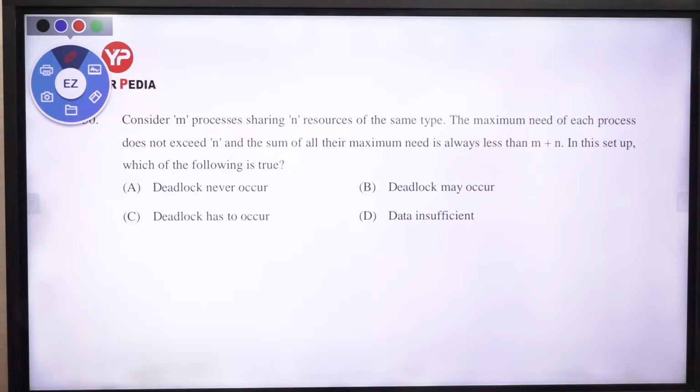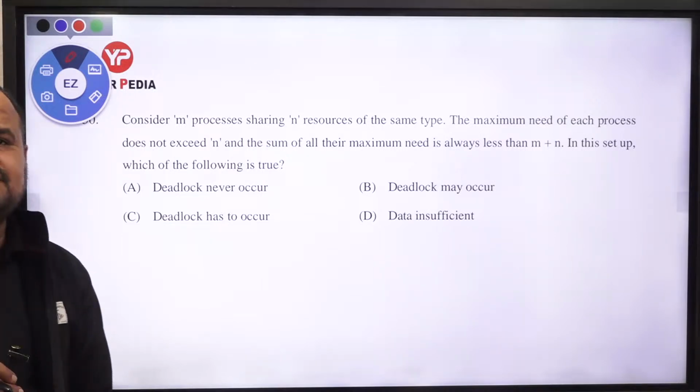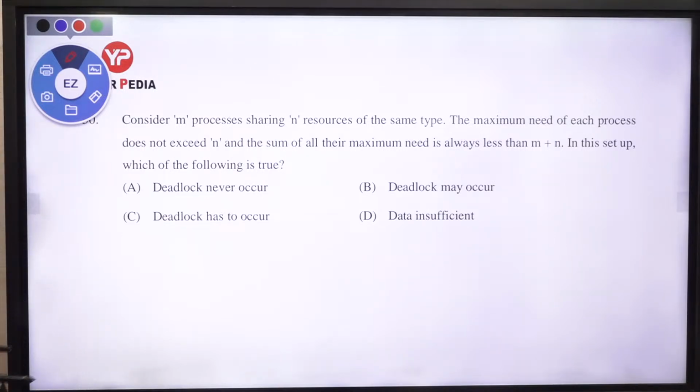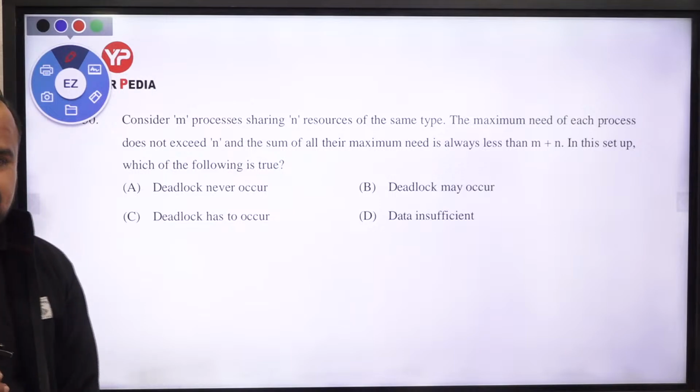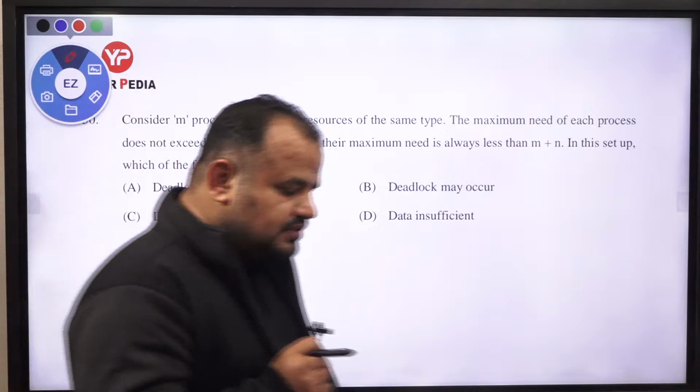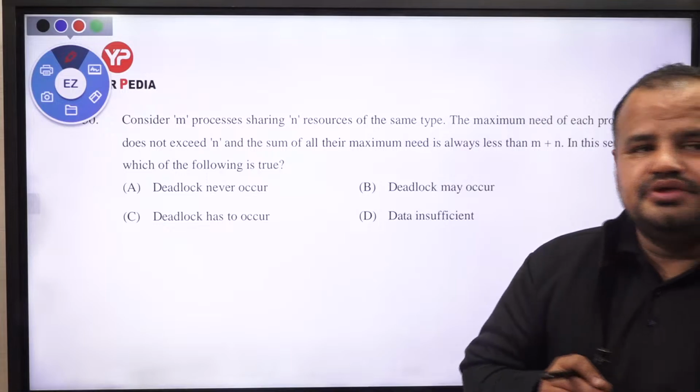Yes, Pawan, Nisu, Racer, Professor. Akash is saying A, deadlock never occurs. Very good, Akash. Now tell me, Akash, why is it so? Why is it so? Nisu, very good.